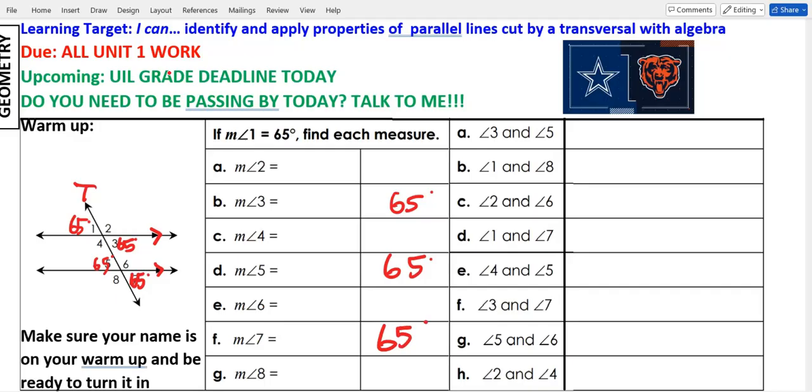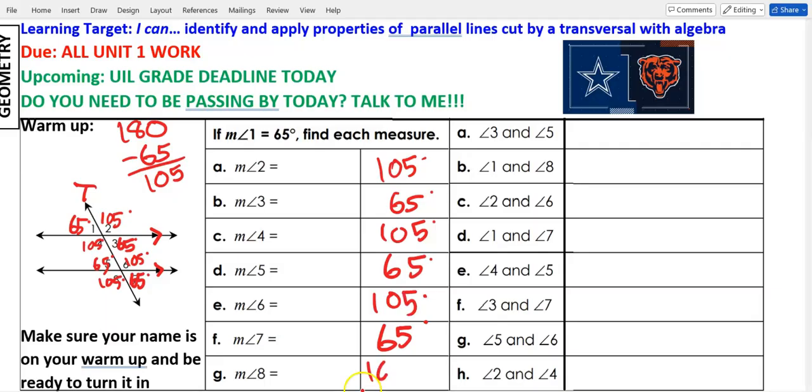Now, the next four angles are not acute. They're in a different zigzag, but they are all obtuse, obtuse, obtuse, obtuse. Who remembers from Wednesday, how do I figure out the missing angle if I know the acute angle is 65? Subtract it from 180 because they are supplementary. 180 minus 65 is 105 degrees. Each one of these obtuse angles in the other zigzag are going to be 105, 105, 105, 105. So angle 2 is 105, angle 4 is 105, angle 6 is 105, angle 8 is 105.